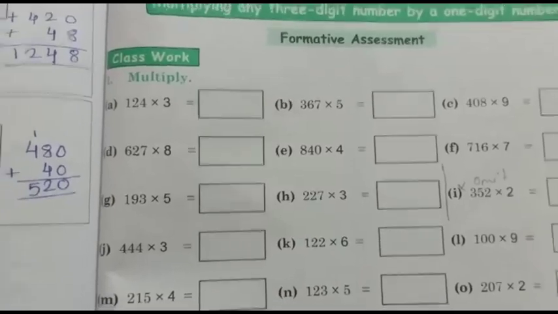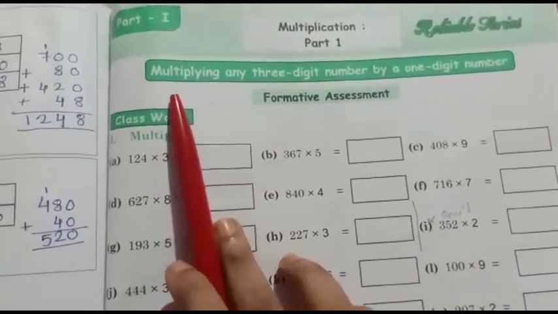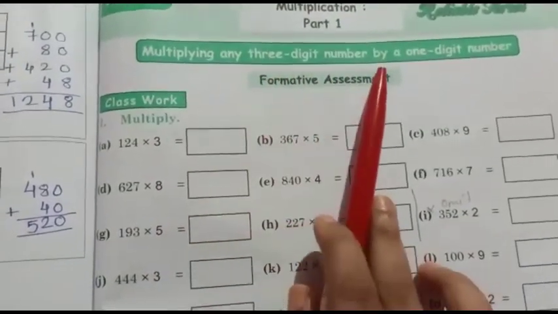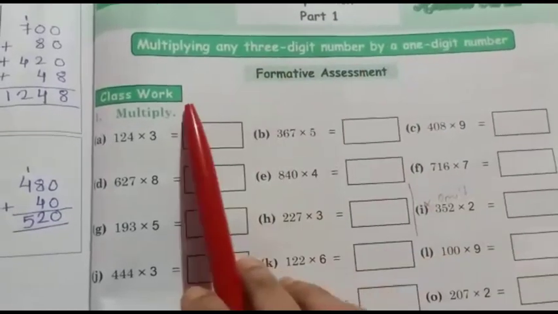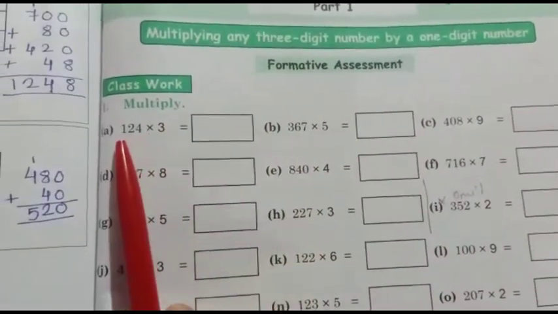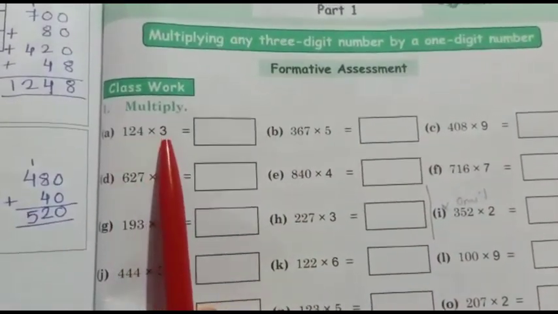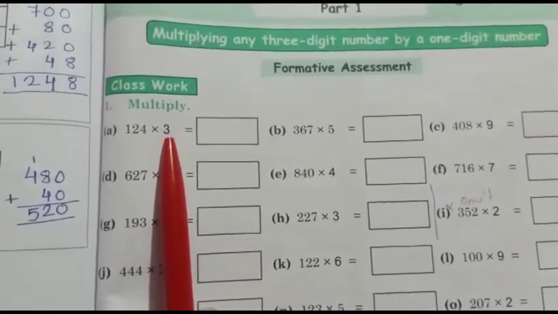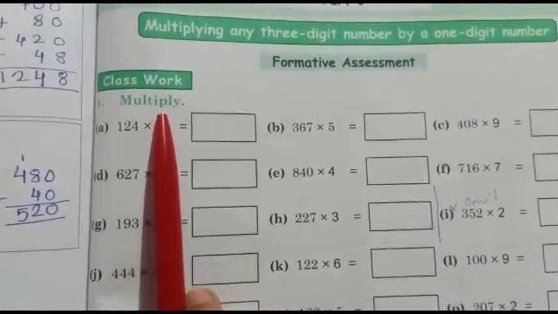Now students, on the next page, page number 57, you can see the next question is multiplying any 3-digit number by a 1-digit number, formative assessment. That means you can multiply any 3-digit number with a 1-digit number, that is a single digit number. This is question number 1, multiply.